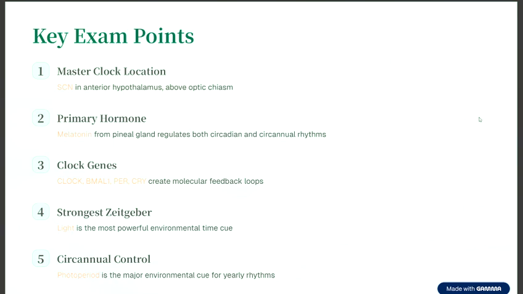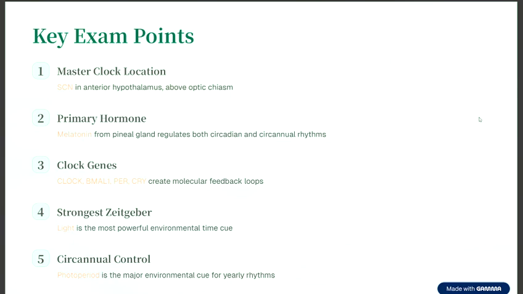So the key points that you should remember, first is the master clock location, that is SCN, suprachiasmatic nucleus in anterior hypothalamus. Second is the primary hormone, which is melatonin, and you should also remember cortisol. Melatonin is secreted during the night and cortisol during the morning. Third one is the clock genes, their names. You should remember Clock, BMAL1, Per and Cry gene, and the strongest Zeitgeber is light. And fifth one is the circannual control, which is photoperiod, the major environmental cue for yearly rhythms.